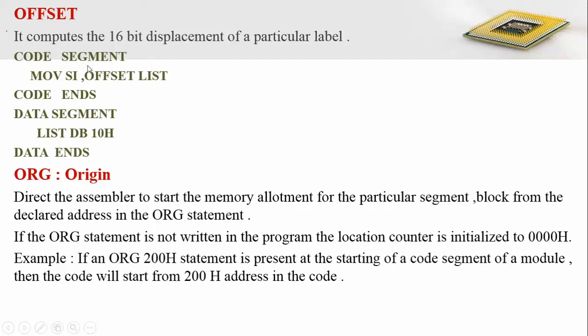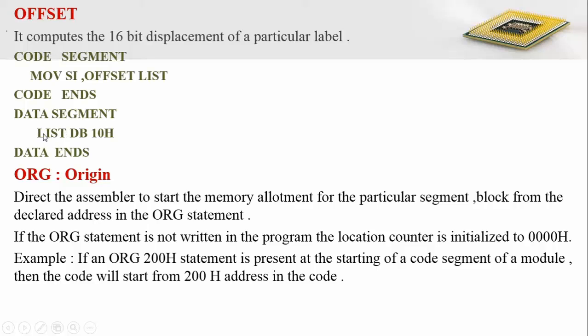Okay, code segment: MOV SI, OFFSET LIST, code ends. What's the meaning? This SI is assigned with the offset value of a memory label LIST. Okay, data segment: LIST DB 10h, data ends. So the LIST is actually present here. Inside this data segment we have a particular memory location. This is actually 1 byte, and that 1 byte is assigned the value 10h and is named LIST.